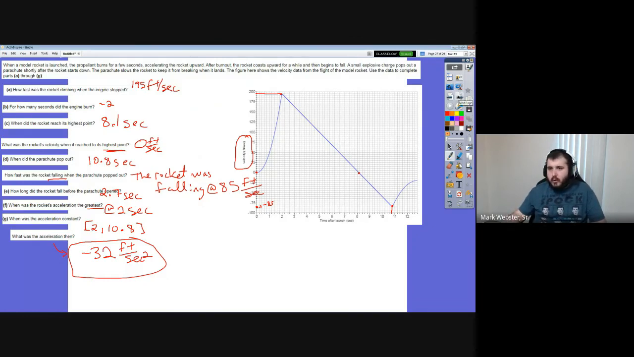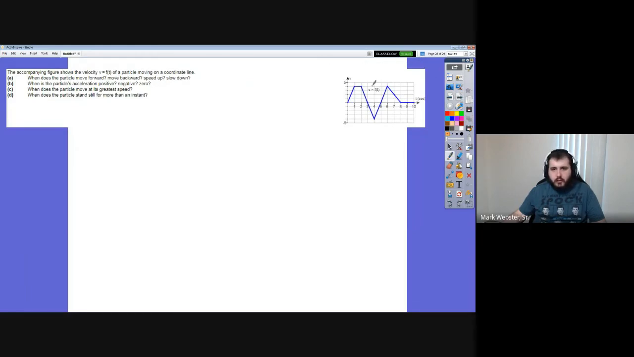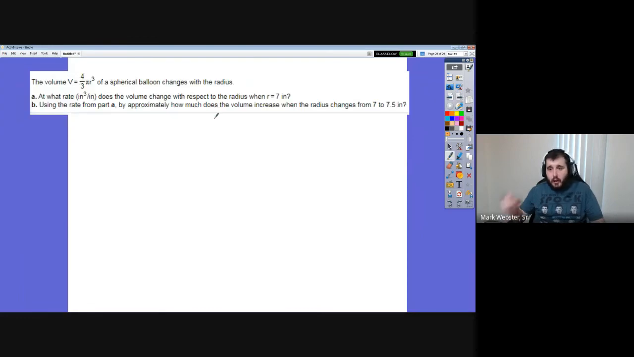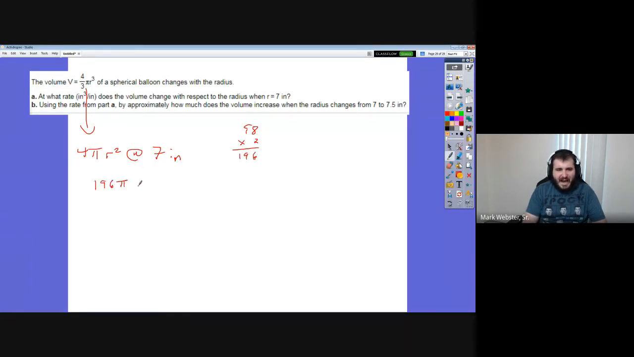There's plenty more types of problems. This one is the same sort of stuff as what we already did. This one's really cool. It'll take 2 seconds to do. We want to find the rate that the volume changes. So take the derivative. If you take the derivative, you'll find that it's 4 pi r squared at 7 inches. So that's 4 times 49, whatever 98 times 2 is, 196. So we got 196 pi for part A, right? That's the rate of the volume at 7 seconds.